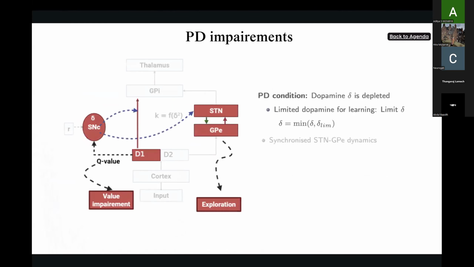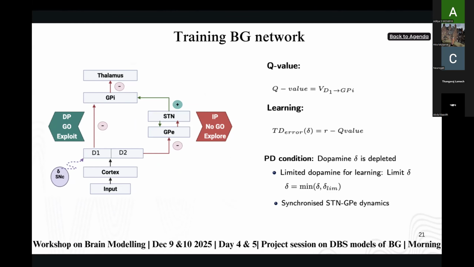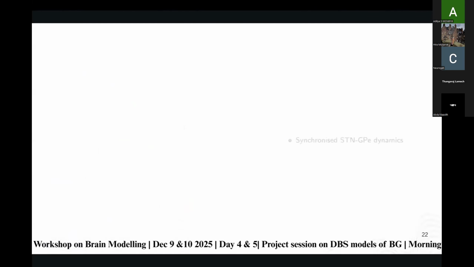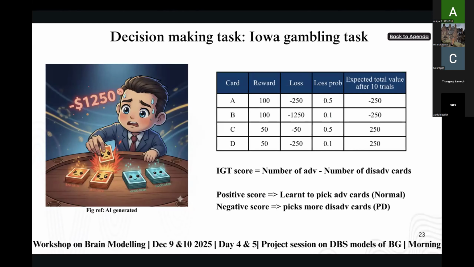Okay. So to even model the network, we need a task, right? For that, one task we have chosen for today is the Iowa Gambling Task. As I mentioned, it's a very classic task that is tested across the cognitive community. It has 4 decks of cards, which we call A, B, C, D. Two of them are actually bad, and 2 are actually good.